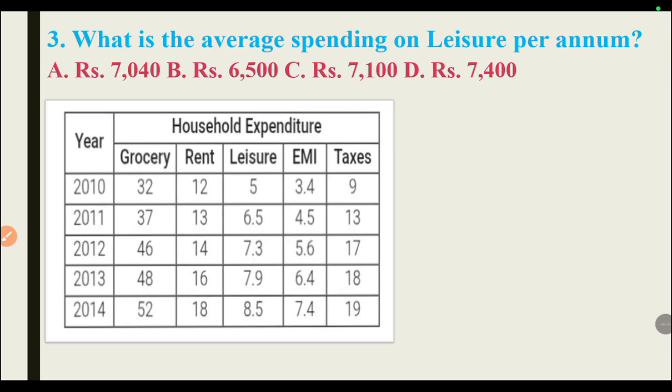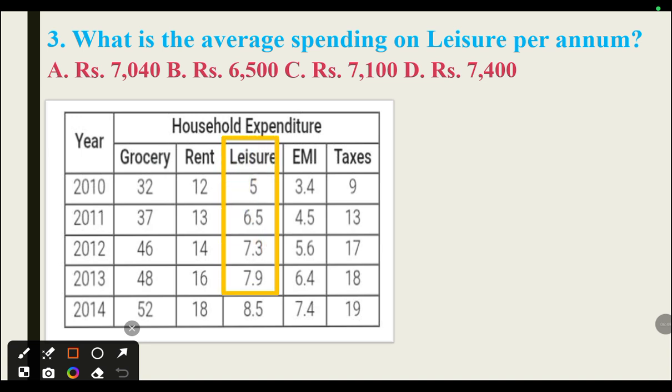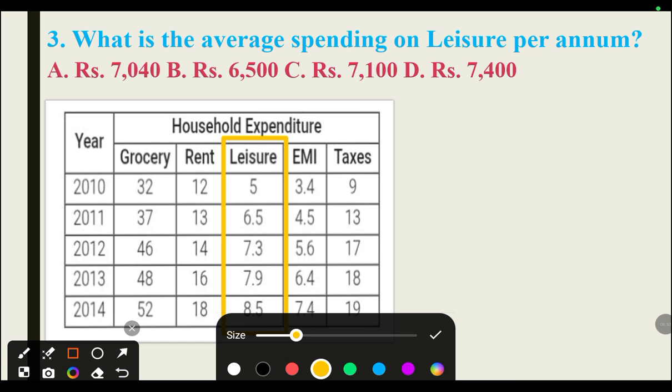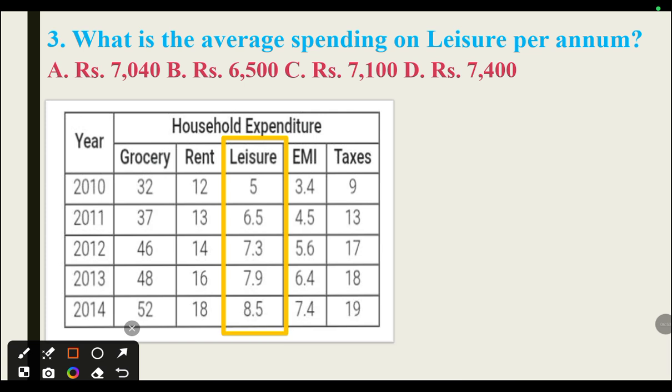What is the average spending on leisure per annum? If you can see here, they are asking us especially about this leisure only. Leisure average means you have to divide this entire by 5, add all and then divide by 5, you'll get your answer.